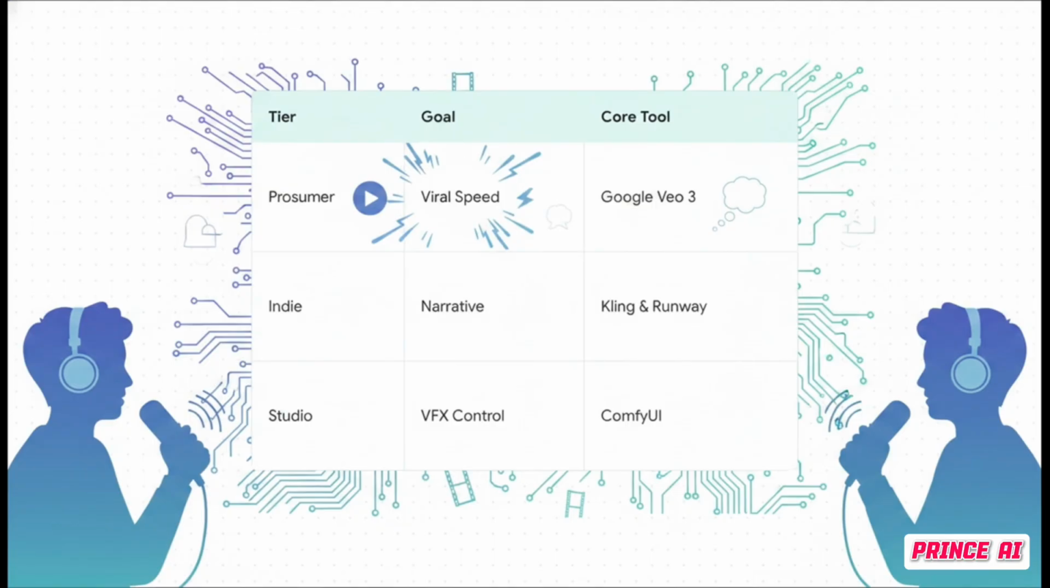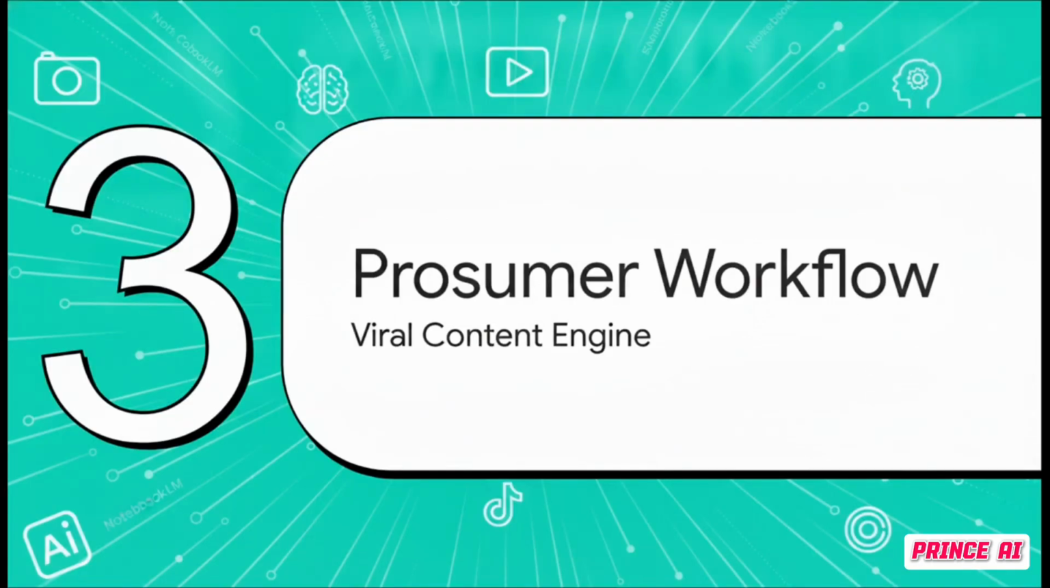The prosumer tier, that's built for viral speed, mainly using Google VO3. The indie tier chases deep narrative and emotion with a hybrid of Kling and Runway. And the studio tier, that's all about absolute granular VFX control using Comfy UI. Let's break these down. Section 3, the viral prosumer workflow.